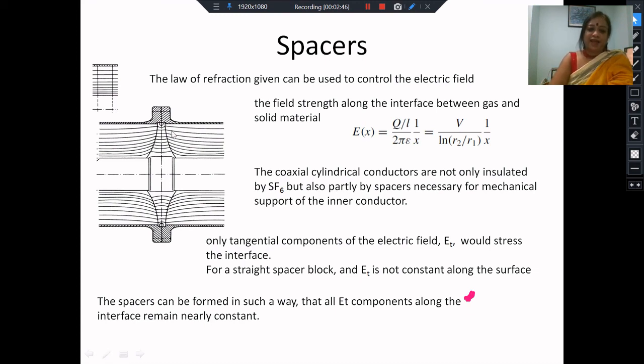Now in this picture you see that it has a kind of curved shape. I'll come to this later, but it is not necessary. It could be a simple rectangular block like this, of some solid dielectric material with a high permittivity, which holds the inner conductor in position. Both sides there are spacers, and it is held in position with respect to the enclosure.